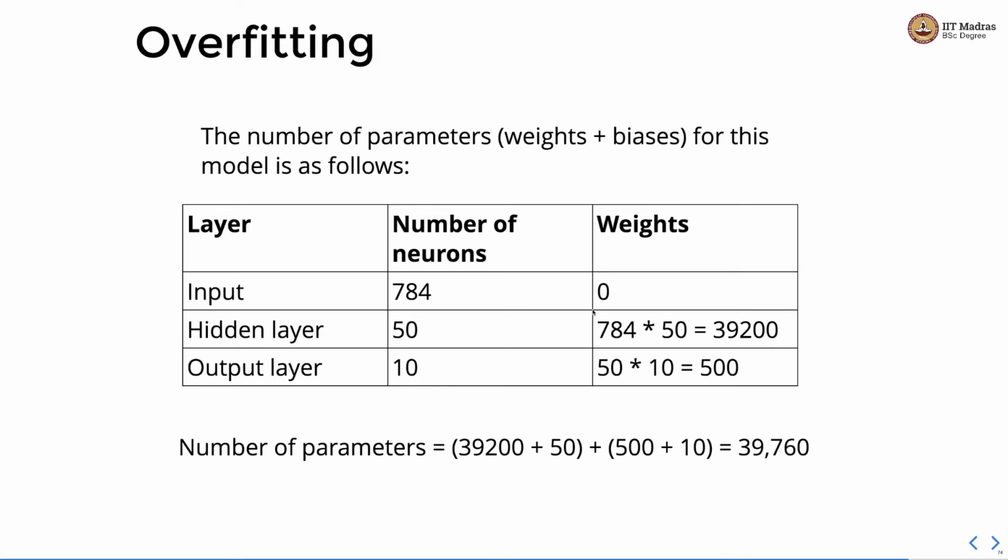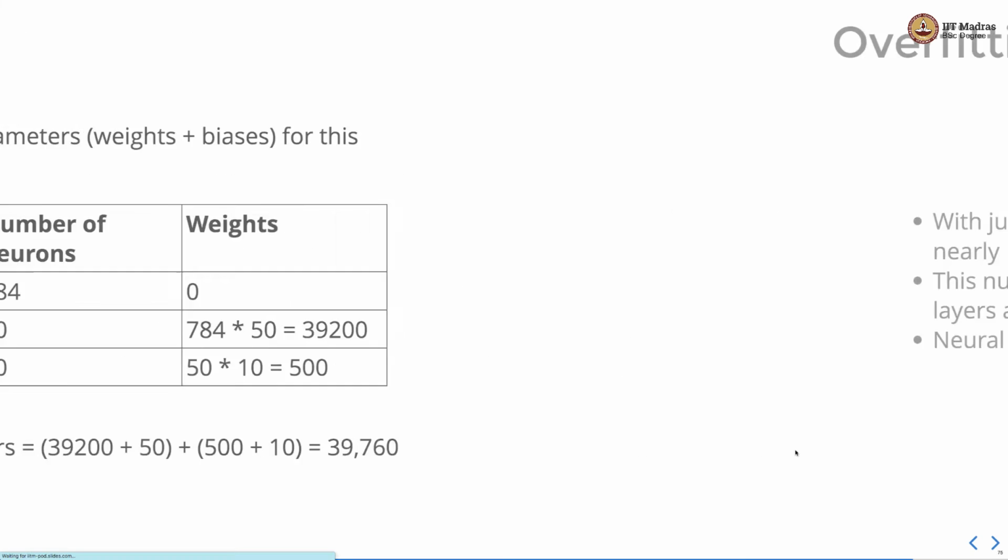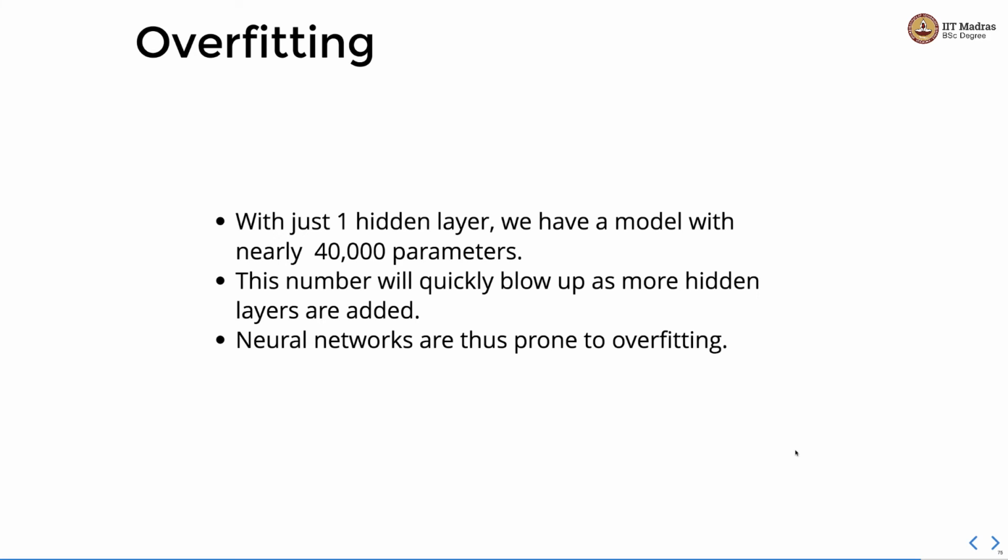Let's look at the number of parameters. In the input layer there are no parameters, whereas in the hidden layer we have 39,200 parameters or weights, and in the output layer we have 500 weights. We have 50 biases for the hidden layer, one for each of the 50 neurons, and we have 10 biases for the output layer, one for each of the 10 neurons. So the total number of parameters is 39,760. So with just one hidden layer, we have a model with nearly 40,000 parameters. This number will quickly blow up as we add more hidden layers.